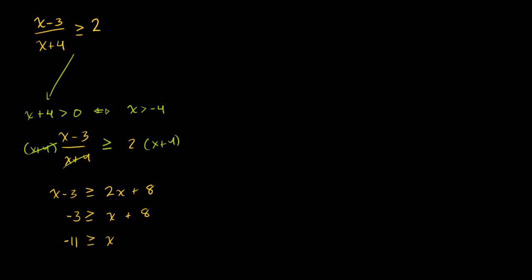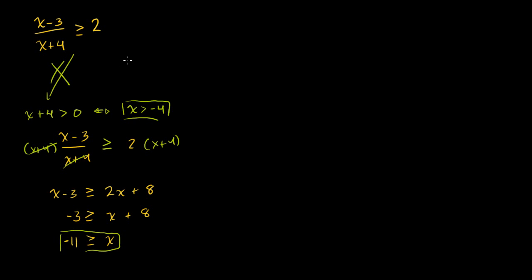Now that seems a little bit nonsensical, right? In order for this statement to be true, x has to be both greater than -4 and less than -11. Anything greater than -4 is going to be greater than -11. So there's no x that satisfies this inequality, right? If we assume that x + 4 is greater than 0, we just end up with a nonsensical solution. So we can ignore that path. There's no situation in which x + 4 is greater than 0 and we have a solution to this inequality.